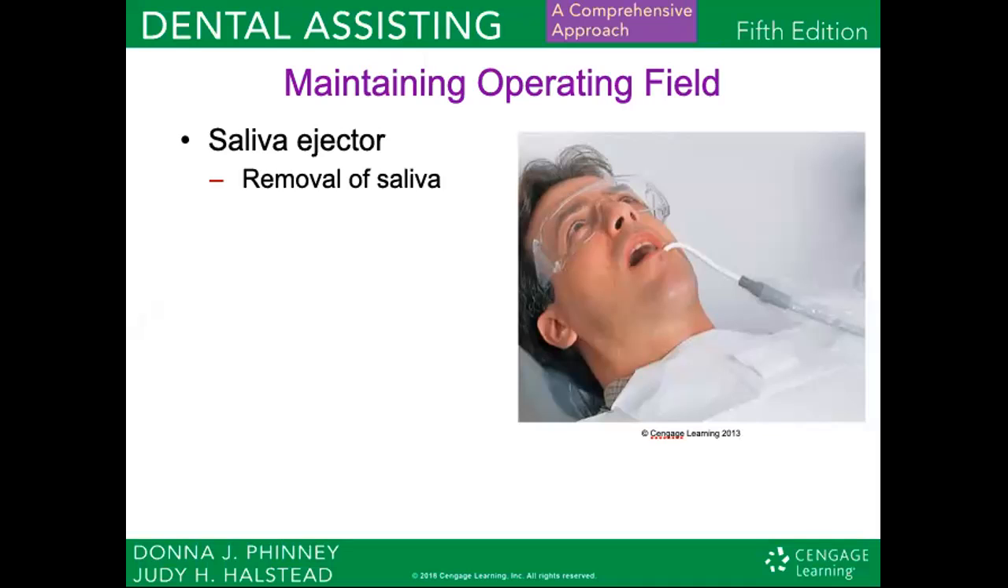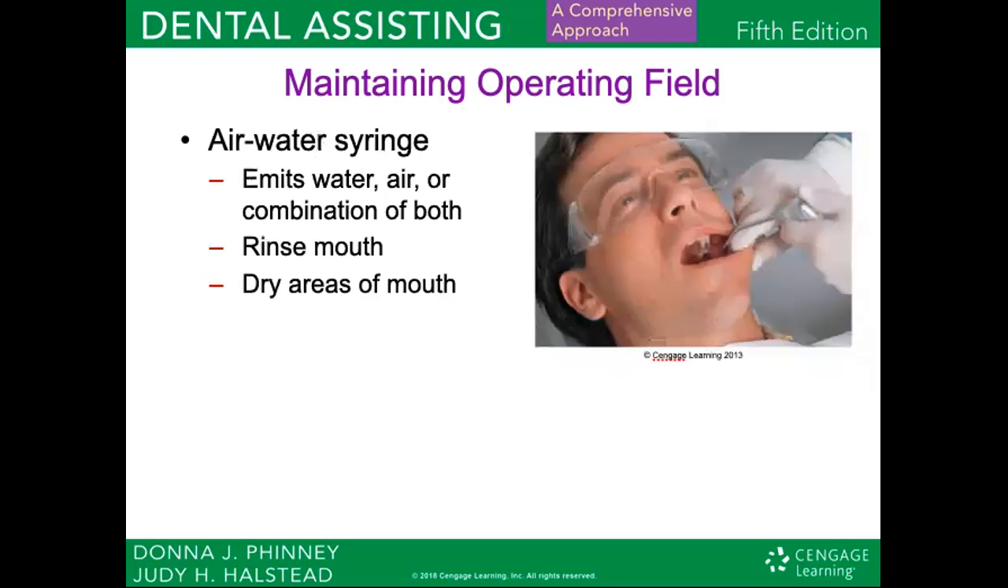The saliva ejector is a low volume evacuation tube, and its only purpose is to remove saliva or other fluids that don't have any solid debris. It's because the saliva ejector has this little braided tip that will only allow liquids to flow through and not pieces of debris. So if you're going to have pieces of debris, use a high volume evacuator for that.